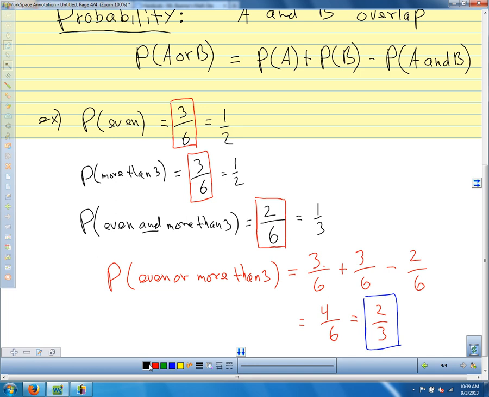What if we added up our probability and we got 4/3? What would that tell us? We did something wrong because 4/3 is more than 1. So that tells us our probability is more than 100%. So if you ever get a fraction that's more than 1, a probability that's more than 100%, you've made a mistake somewhere.